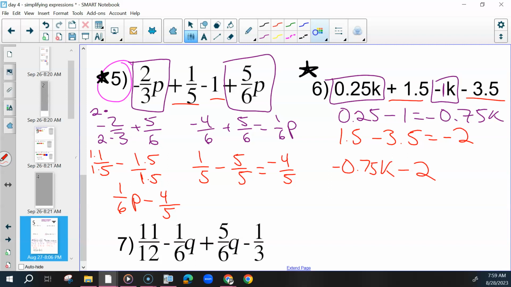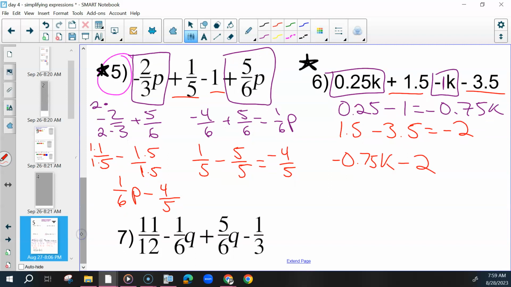So it's really the same as what you were doing before. They just threw in decimals and fractions to try and trip you up. It's really the same process. So. Right. Questions on those? Try number 7. I'll give you like a minute-ish, and then we'll come back and talk about that one.